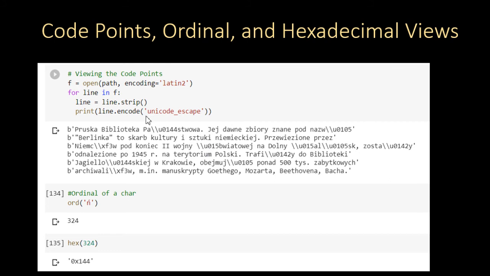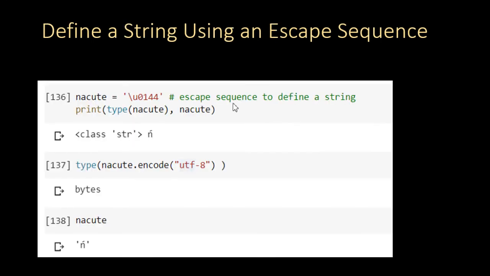If you encode the text into Unicode Escape, however, you can see all the code points, non-ASCII characters. You can also get the ordinal of a character and turn that as well into its hexadecimal shape. You can use an escape sequence to define a string. You can see that the type is still string. And if we encode it, for example, to UTF-8, it will become bytes.